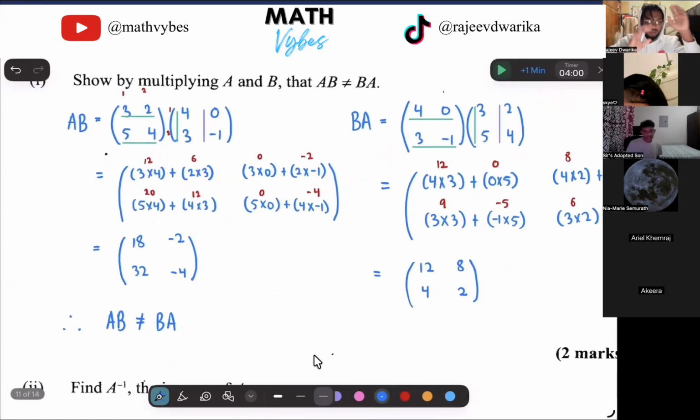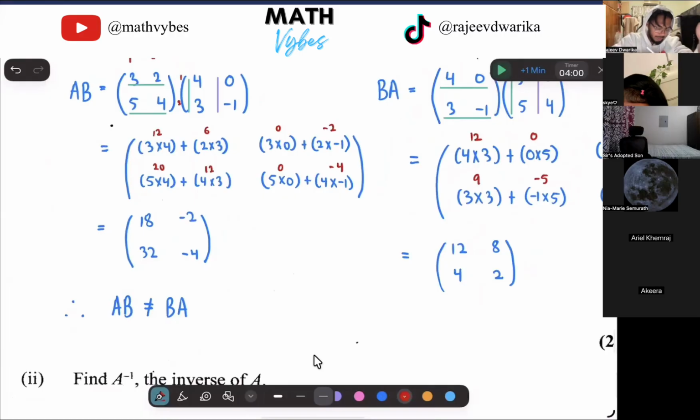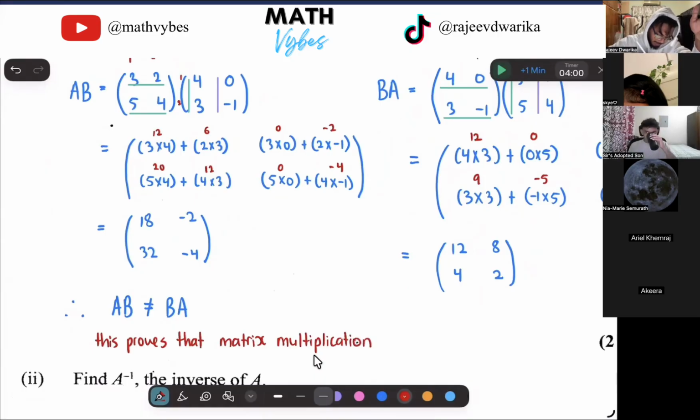Yes, sir. And if we want to show that we're real bad, we could add an additional line and say, this proves that matrix multiplication is what? That matrix multiplication is not commutative. Well done, son. Well done.